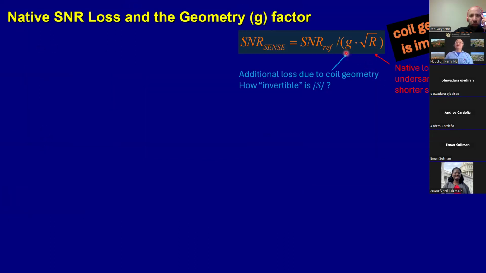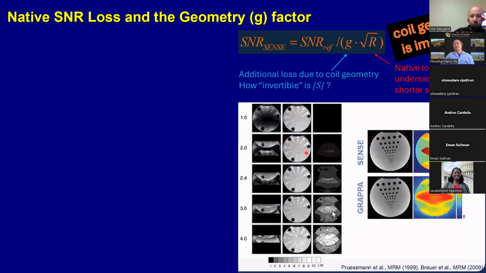Okay, so let's talk about the geometry factor for a second. I said that coil geometry is ever so important. Parallel imaging comes at a cost. It comes at a cost of SNR because you're acquiring data faster. Because you're acquiring data faster and spending less time, you're going to inherently lose SNR by a factor of square root of R. So if your R is equal to 2, then you're losing SNR by a factor of square root of 2. There's this additional factor called the geometry factor, and this is how invertible that sensitivity matrix is. And this is from the literature.